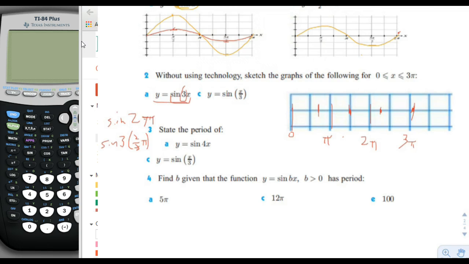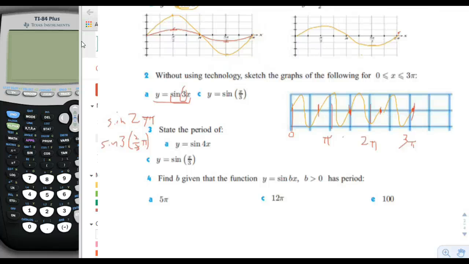So the sine wave would repeat itself three times every 2 pi. For example, here you'd see one, and here you'd see another one, and here another one, and here another one. So you would actually see 1, 2, 3, 4 repetitions between 0 and 3 pi. And you would see a little bit more than 2 repetitions between 0 and 2 pi.